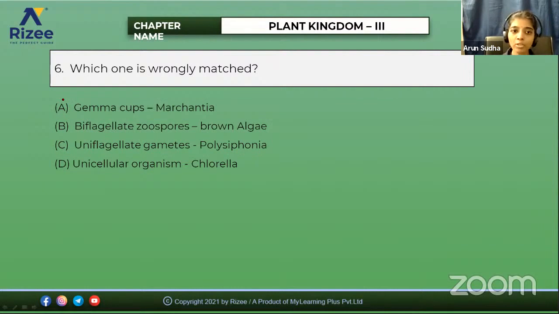Which one is wrongly matched? I think yesterday we saw gemma cups. Gemma cups are present in Marchantia. Biflagellate zoospores are present in brown algae, that is Pteridophytes, and uniflagellate gametes are present in Polysiphonia, and a unicellular organism, example, Chlorella. So which one is wrongly matched in this?